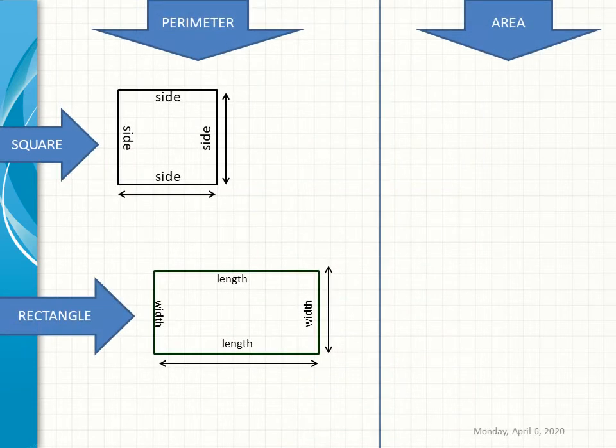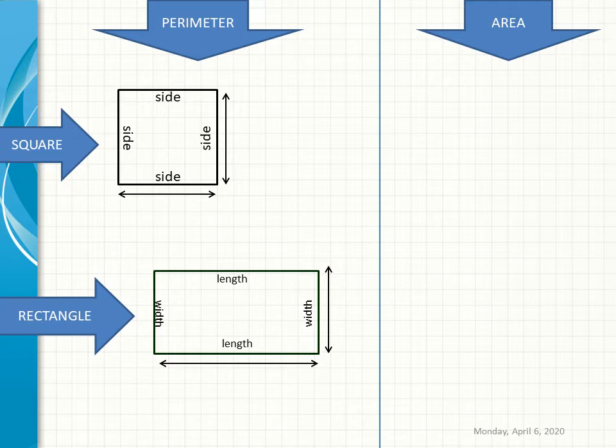So let's see the difference between the perimeter of a square and the perimeter of a rectangle. After that, we'll also see the difference between the area of a square and the area of a rectangle. For a square, let's look at the perimeter. Remember we said in the last lesson that all the sides of a square are equal. So if one side of a square is, for example, 6 centimeter, it means all the other sides will also be 6 centimeter each. And perimeter measures all the sides.